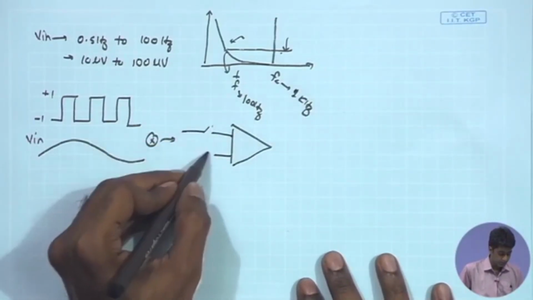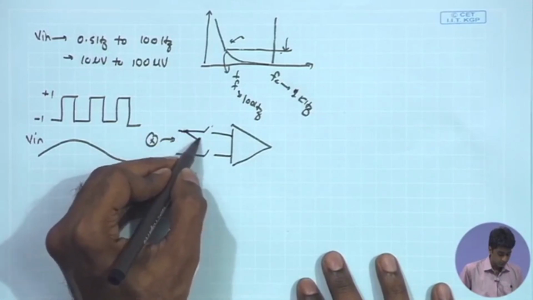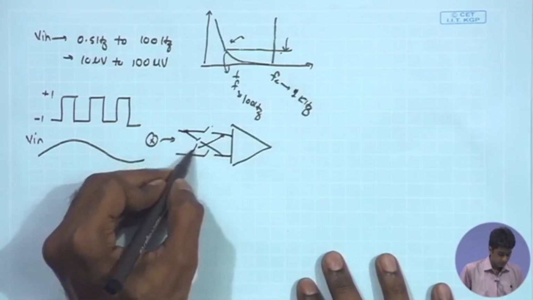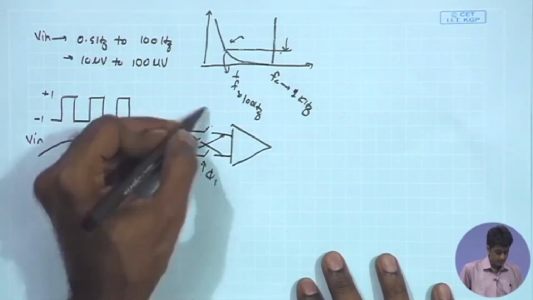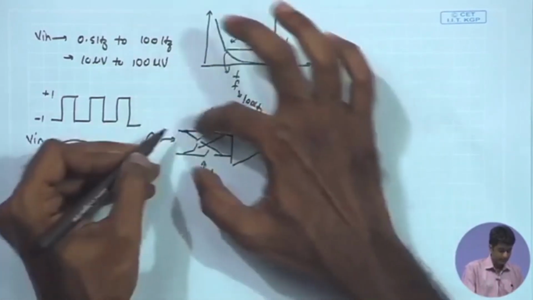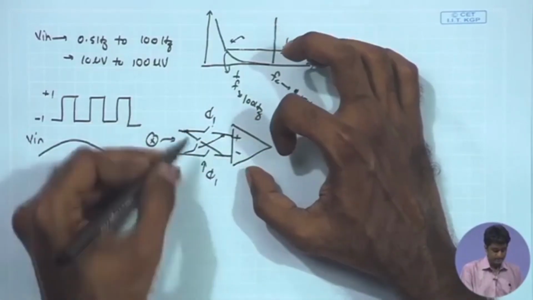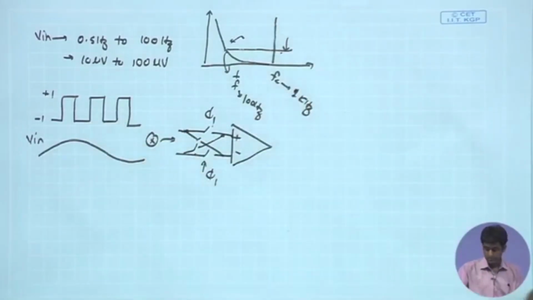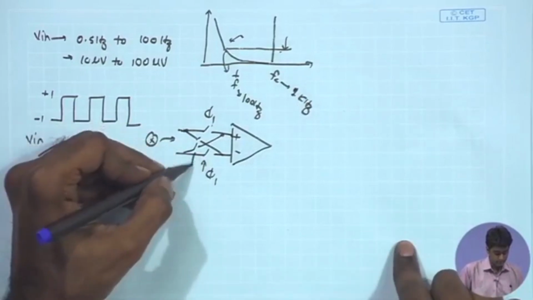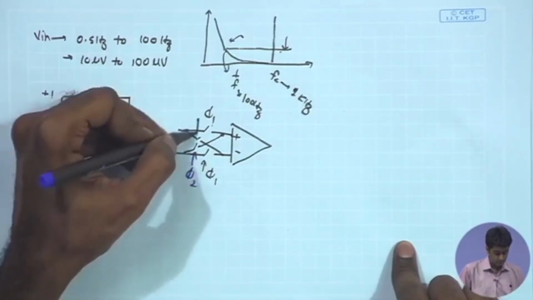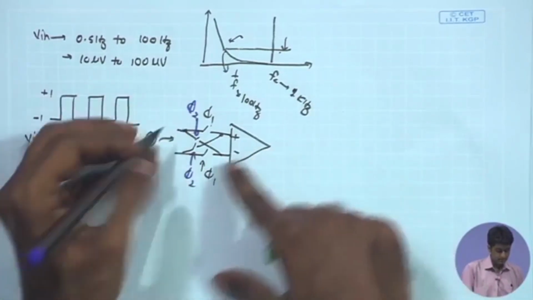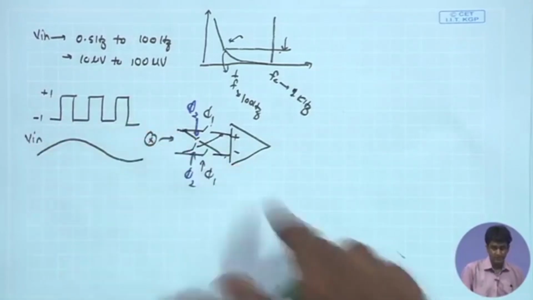We are trying to have this implementation using cross-coupled switches, and we have seen that during the first phase, phi 1, the input gets connected to the first polarity, plus minus, and in the alternate phase, phi 2, the signal polarity gets reversed and the signal gets connected to the minus plus terminals.